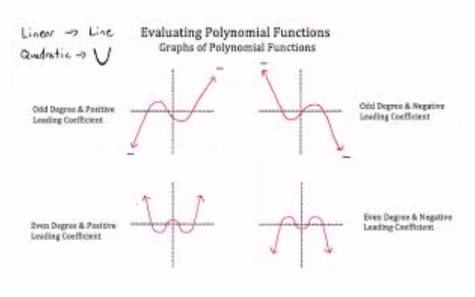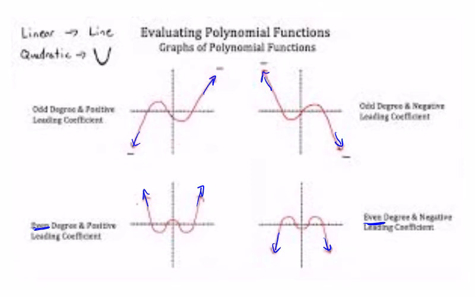So even degrees either go up on both sides or down on both sides, right? Whereas odds go up on one side and down on the other. Now, which side they go up and down on depends on the leading coefficient.